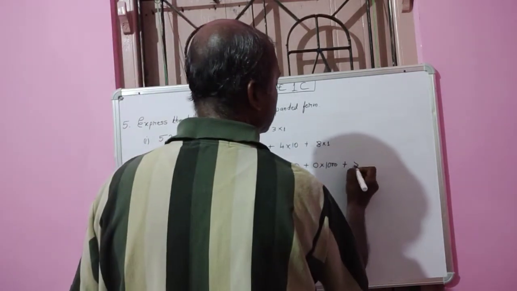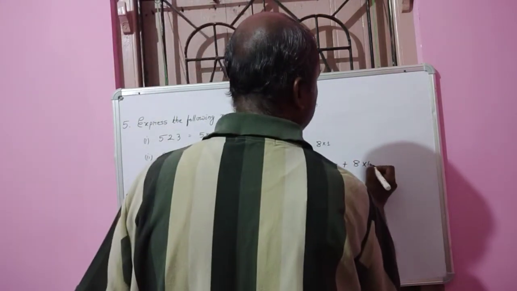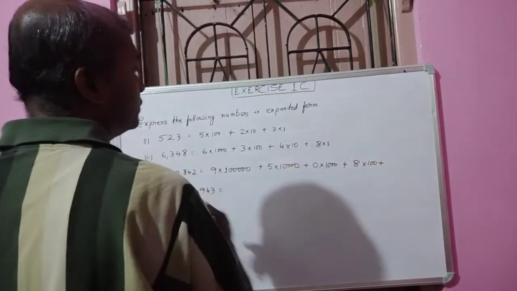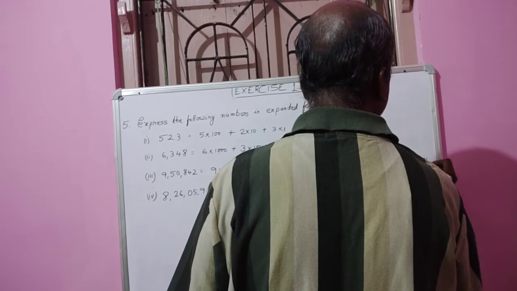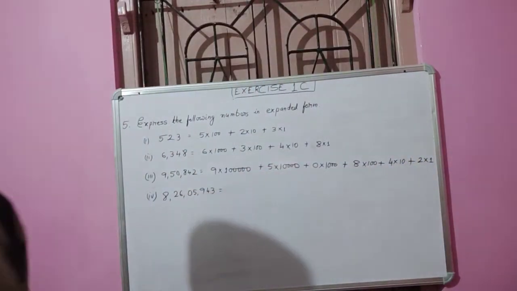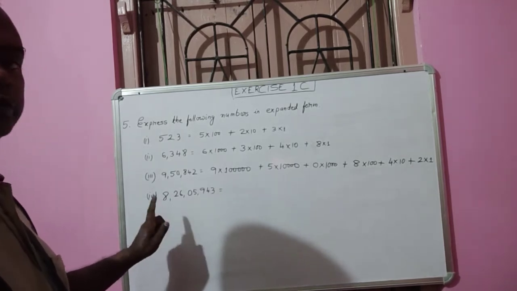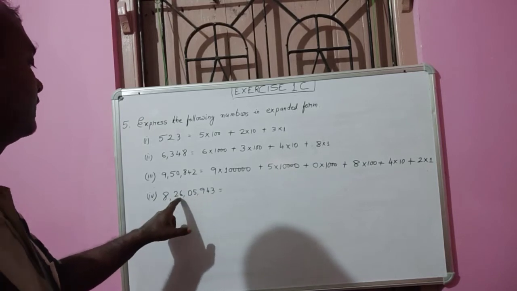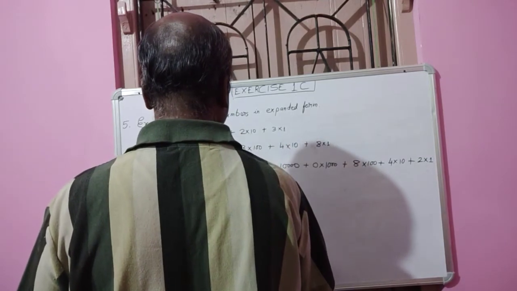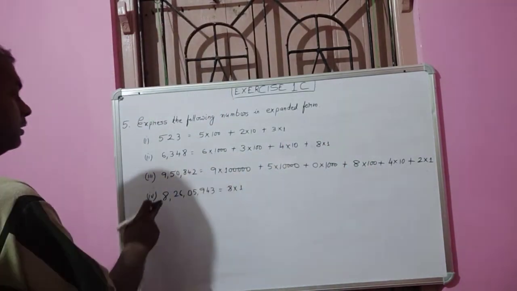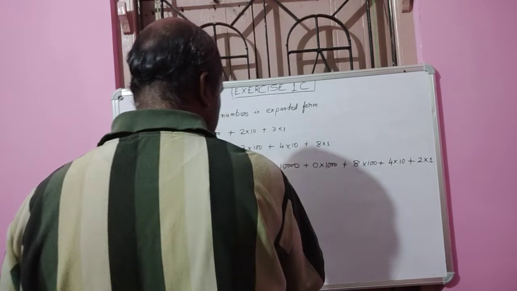Next number is 8. Which place is 8 in? Ones, tens, 100. So 8 is in hundreds position. Then comes 4. 4 is in tens position. Then comes 2. 2 is in ones position. Alright, the last number. This is in crores. Ones, tens, 100, 1000, 10,000, lakh, 10 lakh, crore. So 8 is in crores house, so 8 into crore. Now how many zeros are there in crore? After crore count the number of digits: 1, 2, 3, 4, 5, 6, 7 zeros will be there.